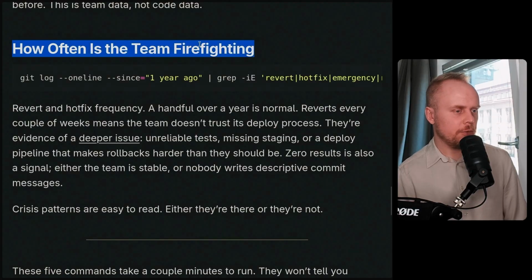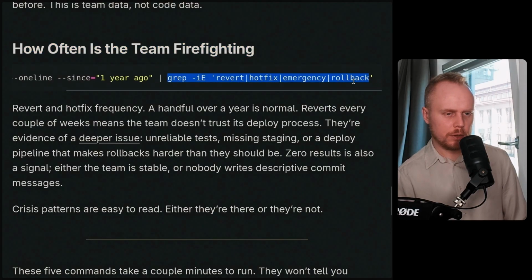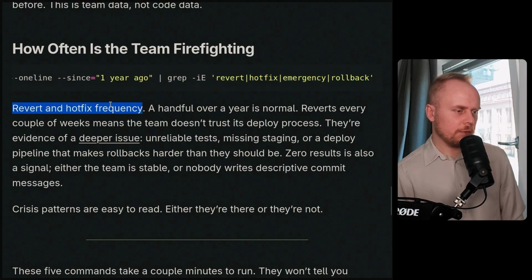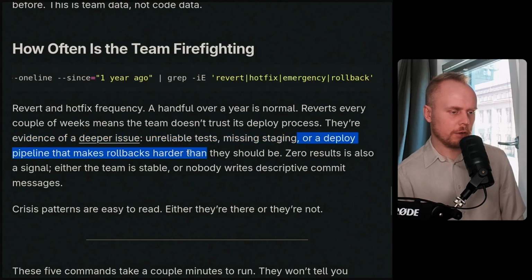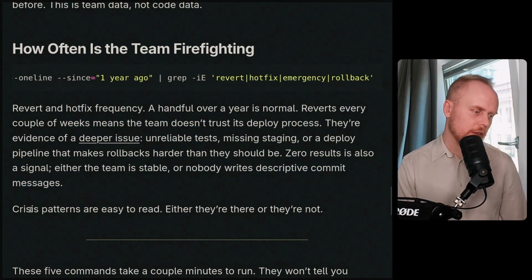How often is the team firefighting? So that's also a command, and he is using grep here as well. Revert and hotfix frequency. A handful over a year is normal. Reverts every couple of weeks mean the team doesn't trust its deploy process. They are evidence of a deeper issue: unreliable tests, missing staging, or a deploy pipeline that makes rollbacks harder than they should be. Zero results is also a signal. Either the team is stable or nobody writes descriptive commit messages. Crisis patterns are easy to read. Either they're there or they're not.